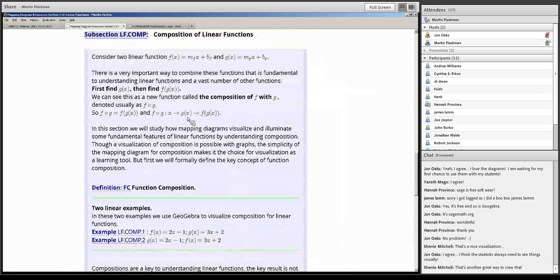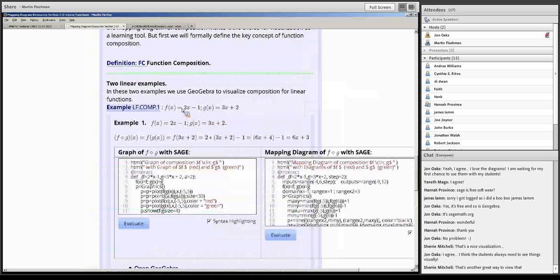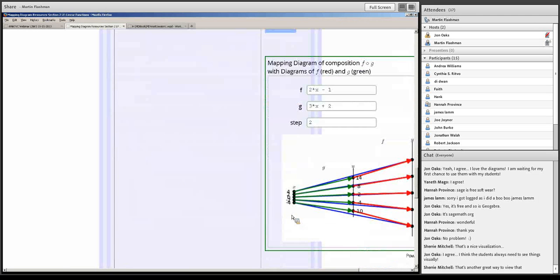So here's composition, and here's an example of composition. This is with Sage, and I'm just going to evaluate that composition for Sage. And we'll see, there's the 2 functions. F is 2x minus 1, g is 3x plus 2, and there's the composition. You're seeing that with a step of 2. F is the red and g is the green, so I'm doing 3x plus 2, then 2x minus 1 applied to that.